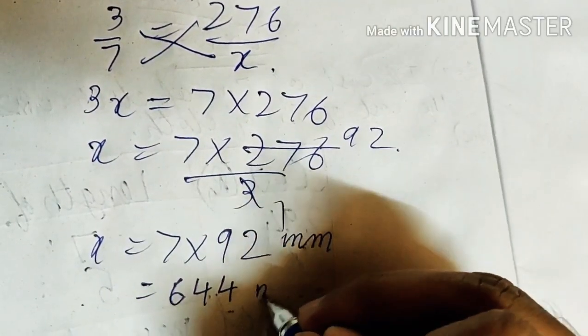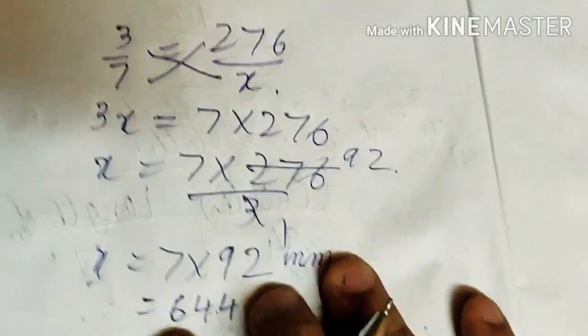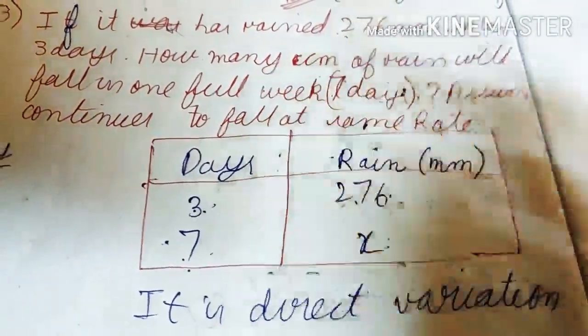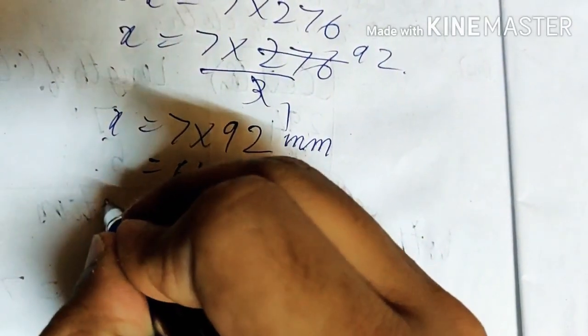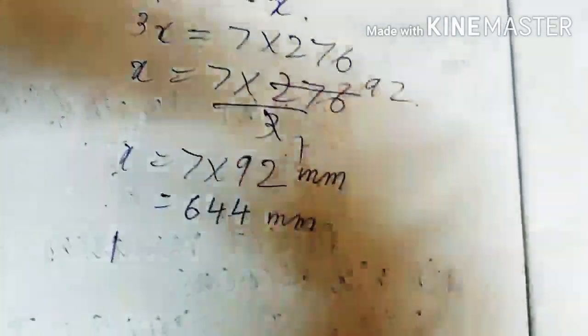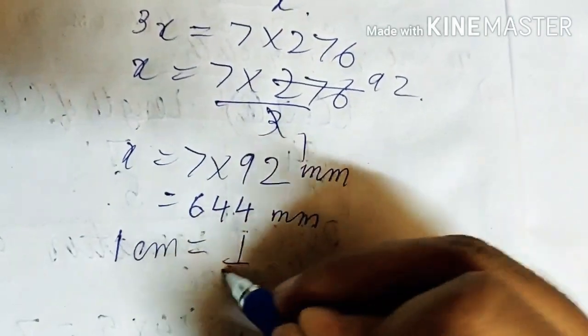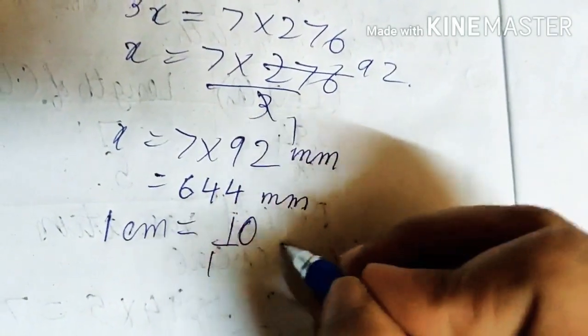644 millimeter. Look, the question says to find the amount of rain in centimeters. We have to find it in centimeters. So 1 centimeter is equal to 10 millimeter.